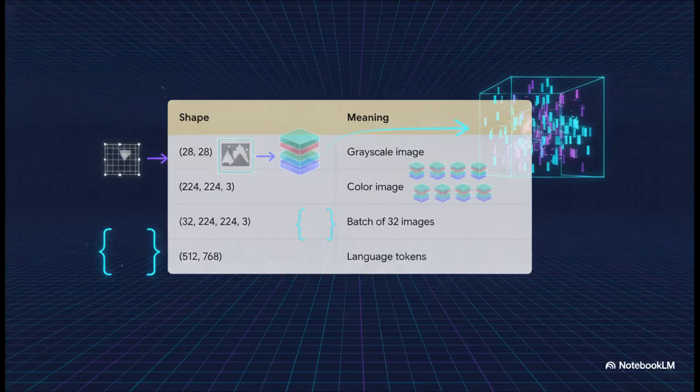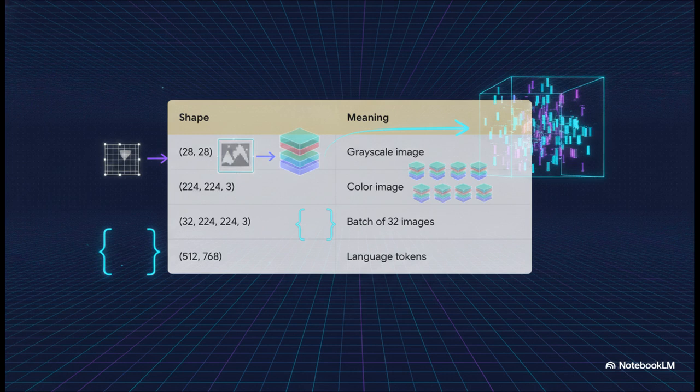Let's actually practice reading some of these tensor shapes out loud, because this is a super practical skill to have. A shape of 28 by 28, that represents a standard 2D grayscale image. 224 by 224 by 3, that's a 3-axis tensor representing a color image with those red, green, and blue channels we talked about. Now look at 32 by 224 by 224 by 3. The absolutely crucial point here is that the leftmost dimension typically represents the batch size. So that right there is a batch of 32 separate color images.